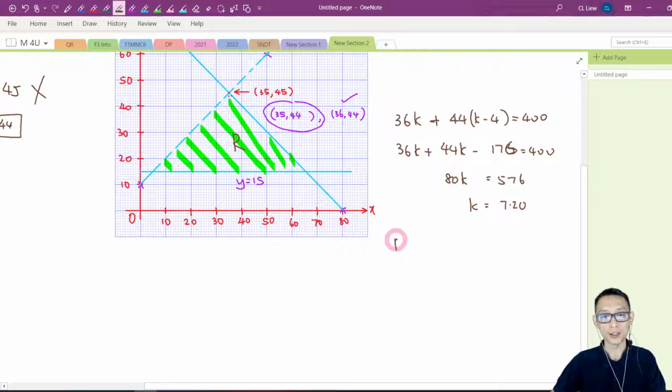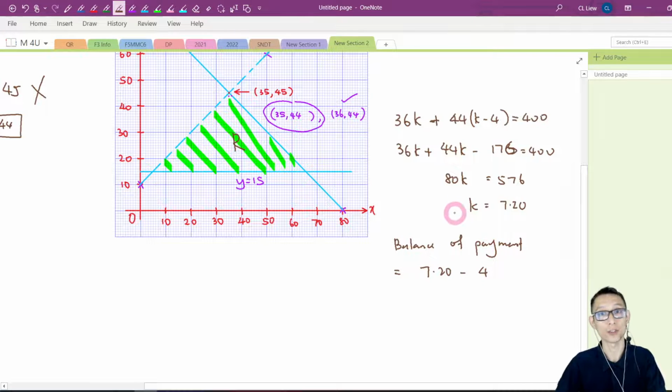Now, the balance of payment for a class B student is equal to 7 ringgit and 20 cents minus 4 ringgit, because they paid the 4 ringgit as a deposit. So the final answer is 3 ringgit and 20 cents.